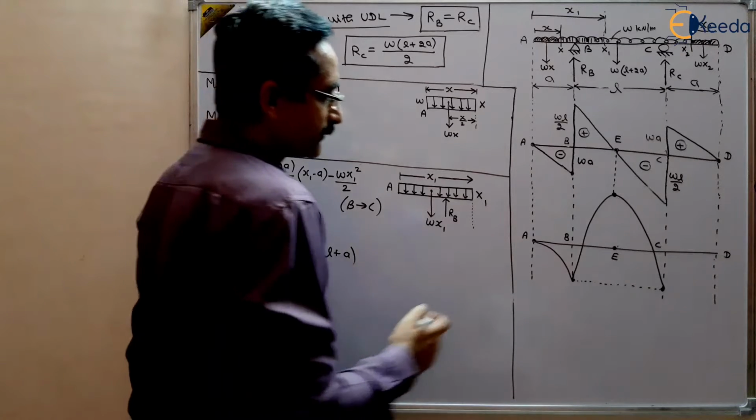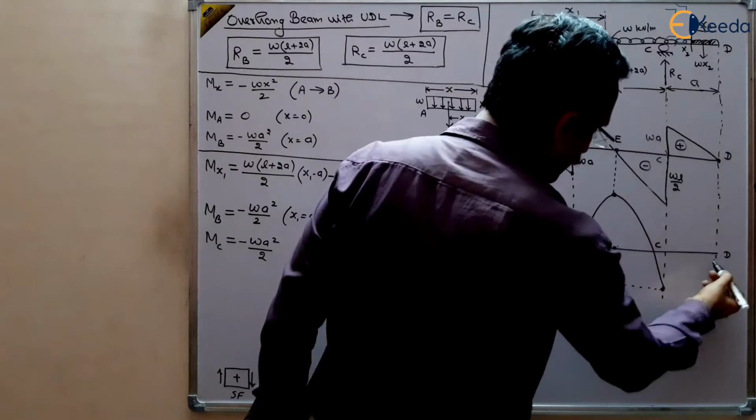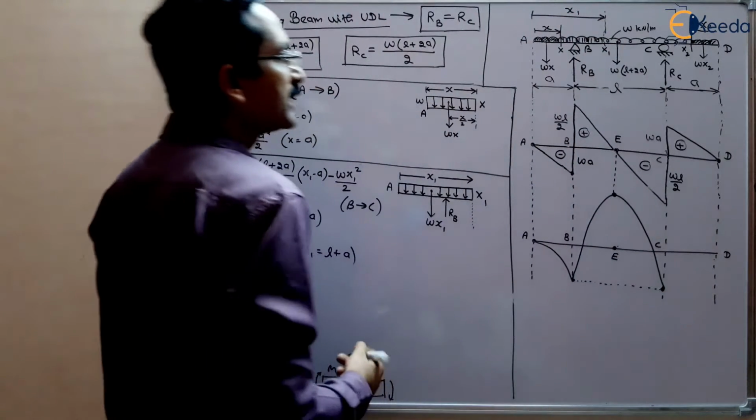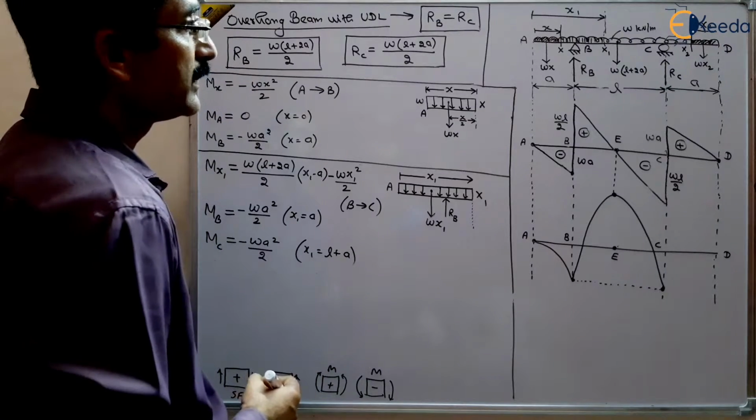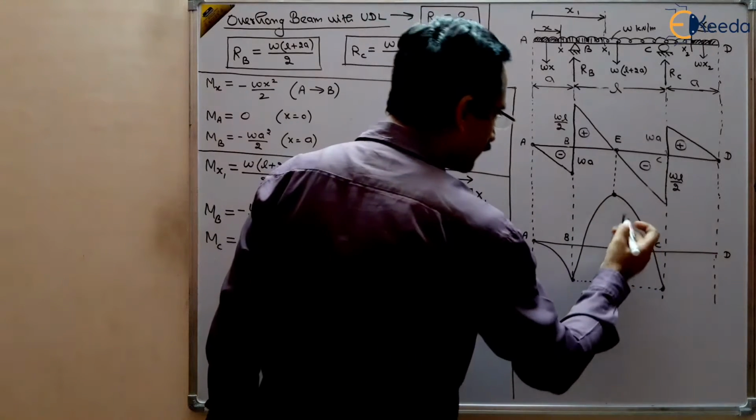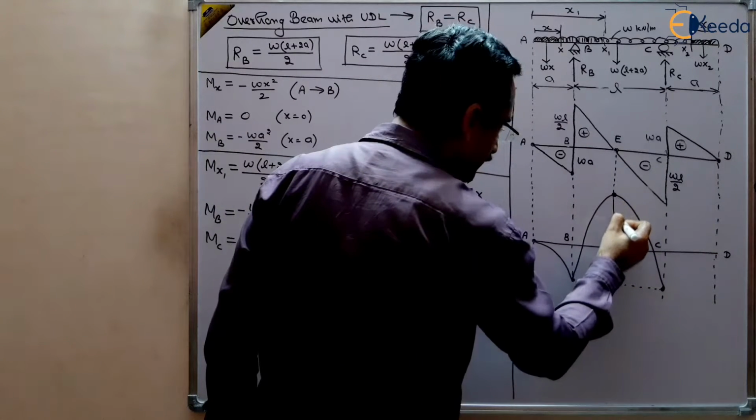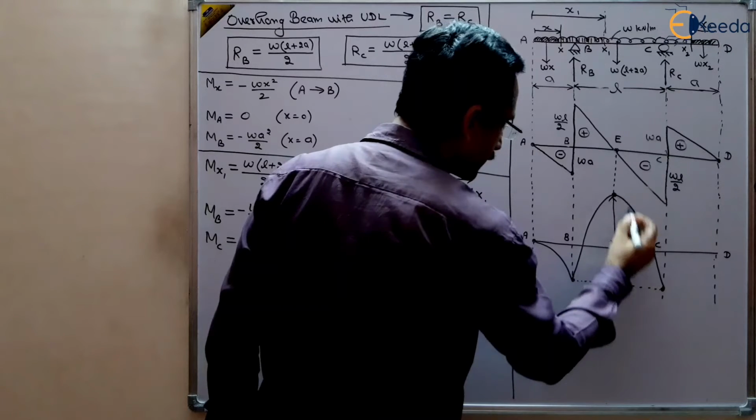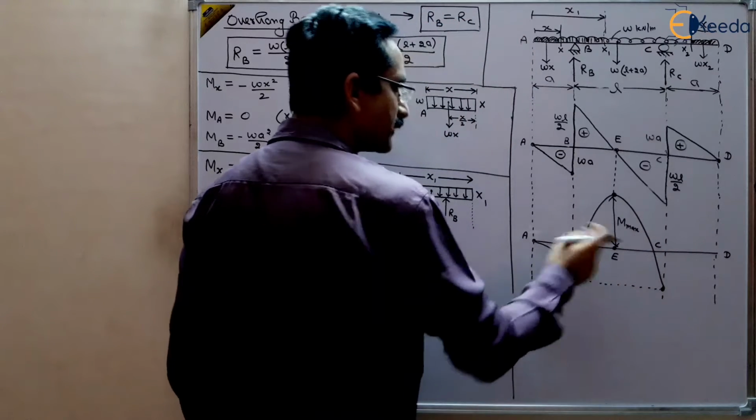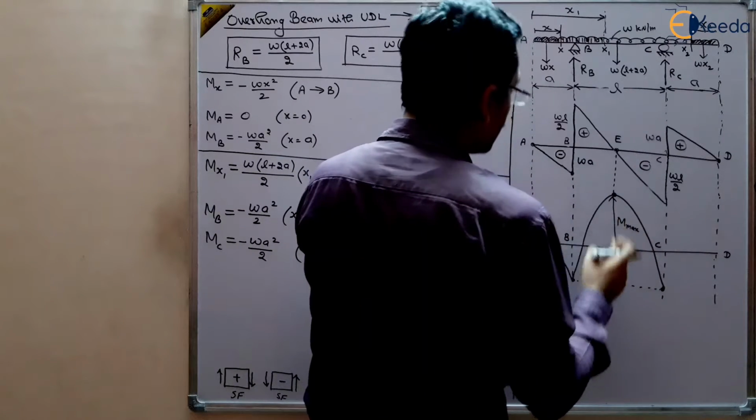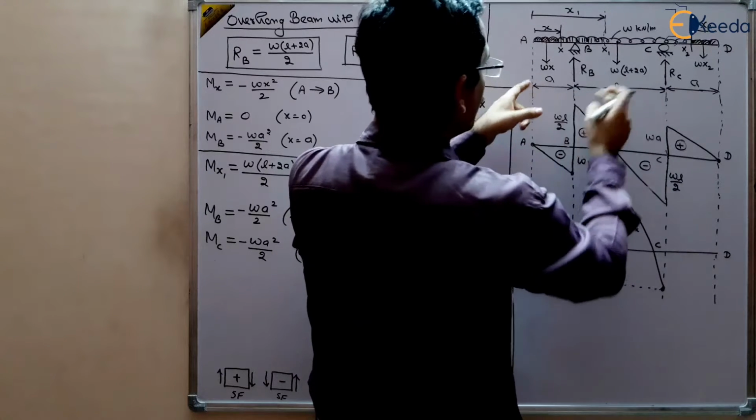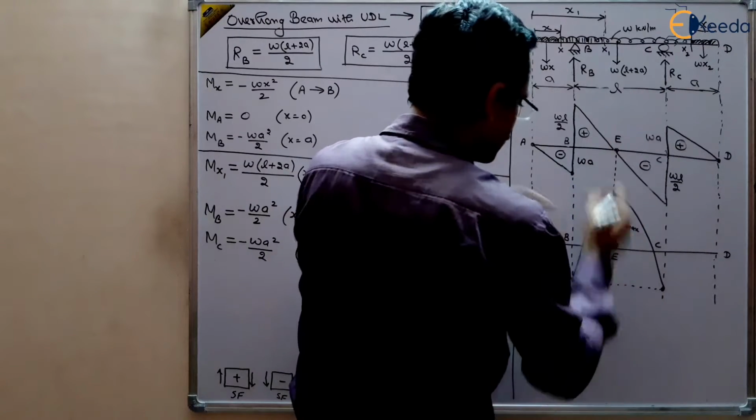And further, what is the moment between C and D? How is the variation between C and D? And one more thing, what is this maximum bending moment? What is the value of this maximum bending moment? If this is M max, what is this value? Because it is at the center, put x1 is equal to a plus l by 2, you will get the maximum value.